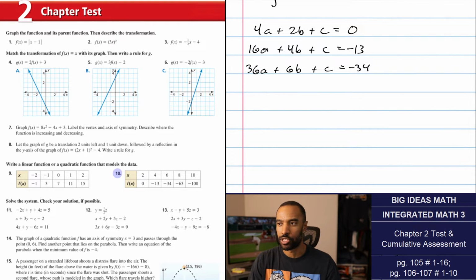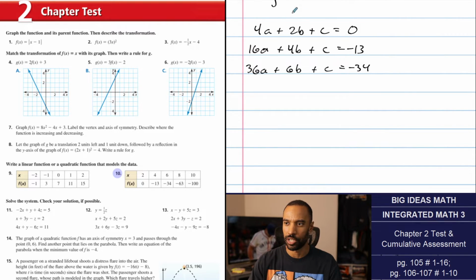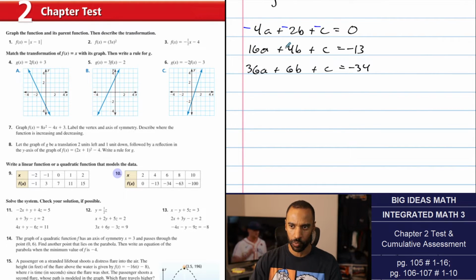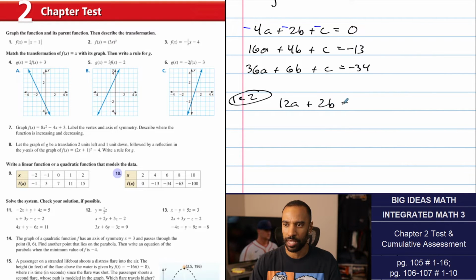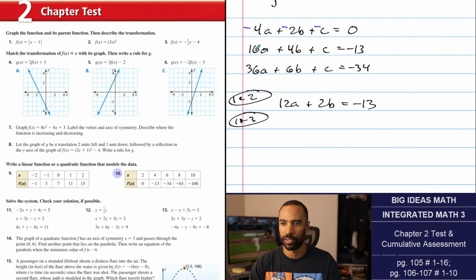Eliminating c is the best go-to here. I could make the first one completely negative, changing these signs: negative, negative, negative, and 0 is just 0. Let's add equation 1 with equation 2 and equation 1 with equation 3. That gets rid of the c's, and then we can do something with the rest. So let's do equations 1 and 2. Added together, this will now be 12a plus 2b equals negative 13. Then let's add equations 1 and 3, the modified one at least, and we get 32a plus 4b equals negative 34.